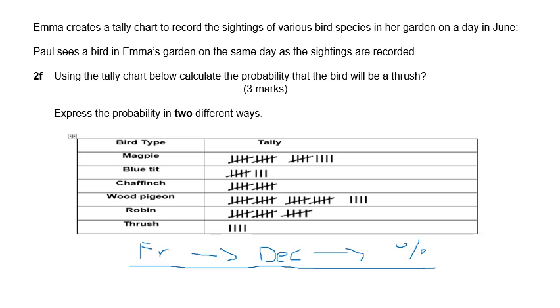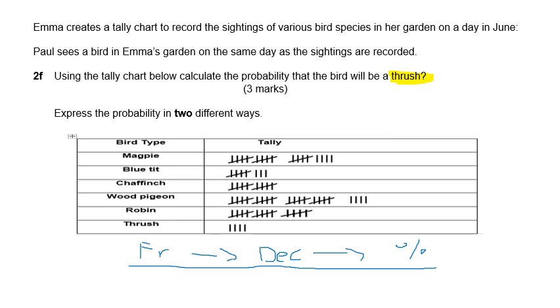I know the sample one asked for it in 2 ways. We're actually going to do it in all 3 ways, but it seems to be very common in later exams to want the answer in percentage. And the best way to work out a percentage in a probability question is to do it in this order: fraction, decimal, percentage. Now the question is asking us, what's the probability that the bird will be a thrush? So we need to work out the fraction of these birds in this tally chart that are thrushes. And to do that, we need to know the total. That is the first thing you need to do here, work out the total.